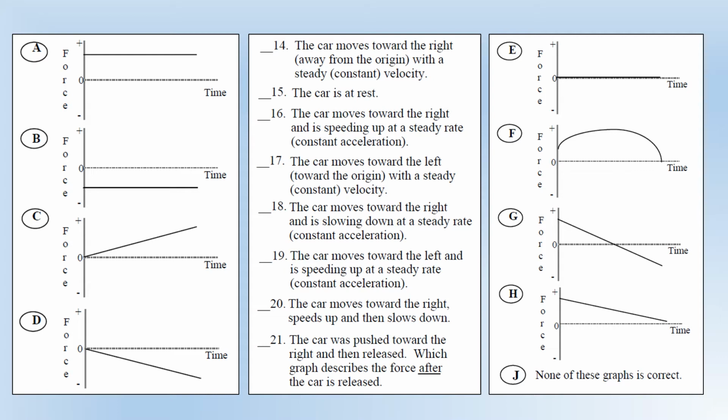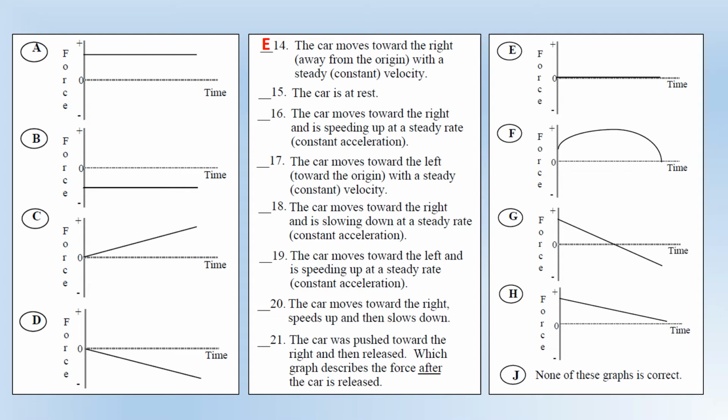All right, so let's start with 14. The car is going to the right, and it's going at constant velocity. So constant velocity means the force is 0. So we need graph E. That's what Newton's first law tells us.